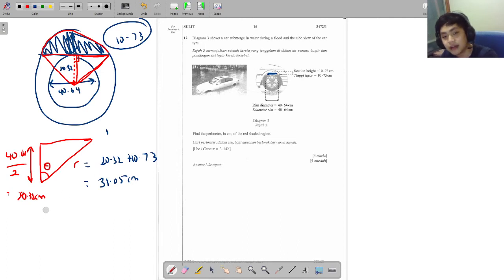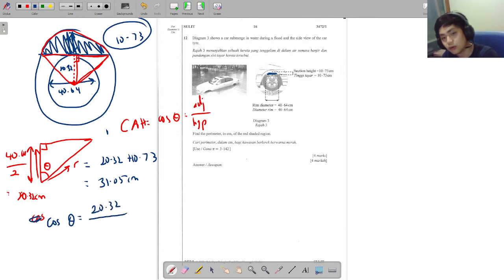So from here, because it's a right angle triangle, I can use the trigonometric functions. I have the adjacent and the hypotenuse, so I'm going to use cos, because cos equals adjacent over hypotenuse. So cos theta equals adjacent over hypotenuse, and I'm just going to solve for theta. 20.32 divided by 31.05, shift cos, we have 49.12 degrees. So this is 49.12 degrees.